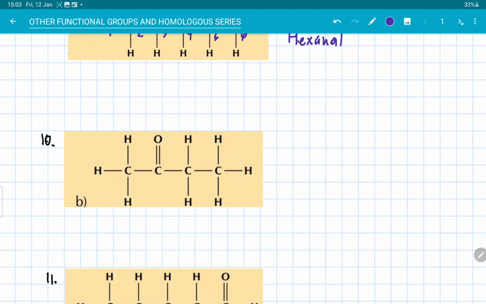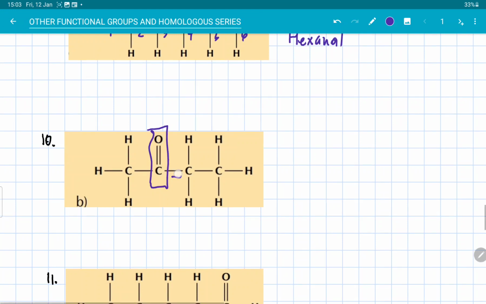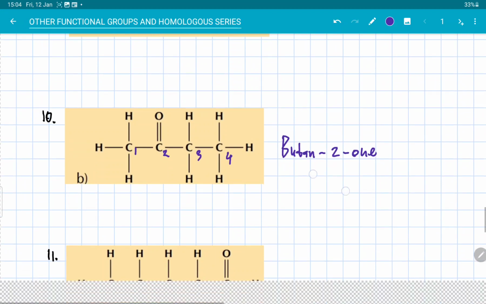Physically, ketone. Why? Because C double bond O is attached to 2 other carbon atoms. And because it is a ketone, I must mention the position here. So this is going to be 1, 2, 3, 4. I think I already did this. Butan-2-one. See?